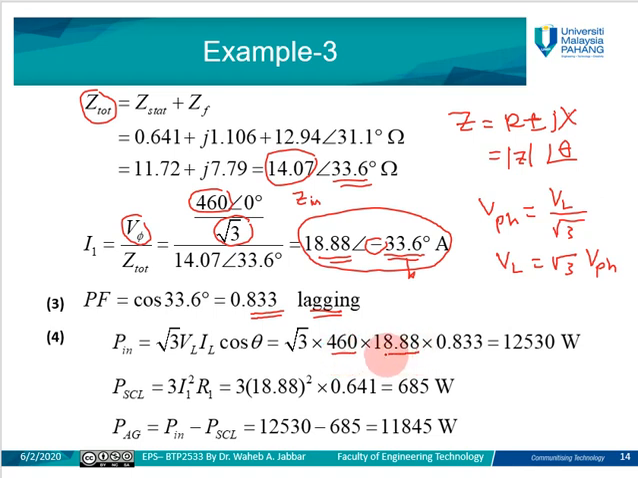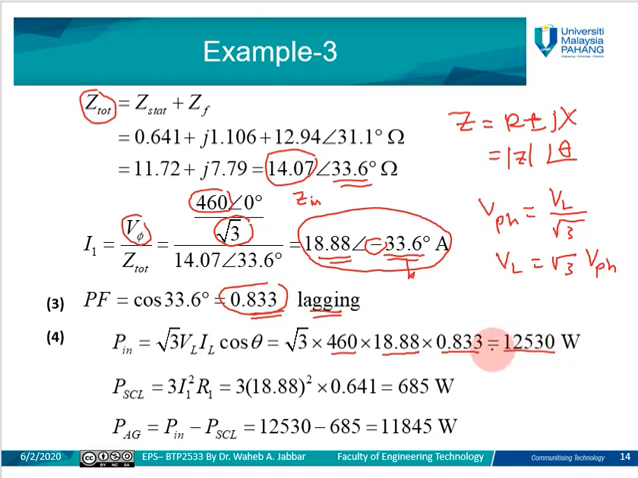This is the line or the phase current, which is 18.8, and this will be the power factor which we calculated here. So it will give you the input power, which is 12.53 kilowatt, or 12,530 watt.